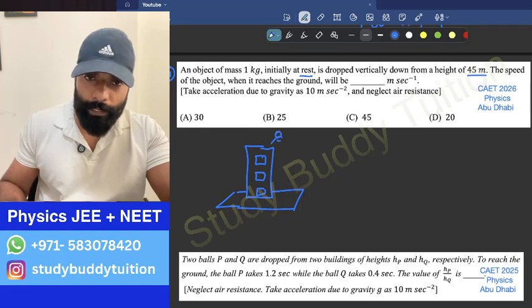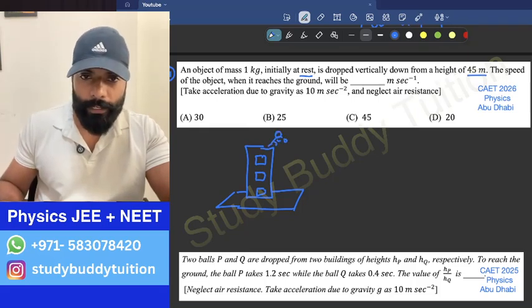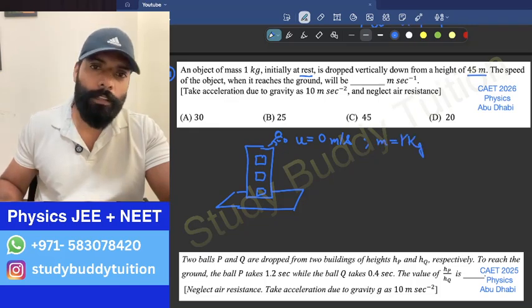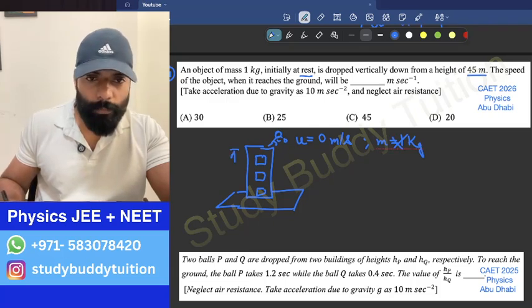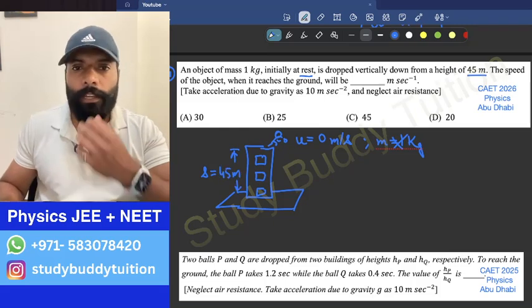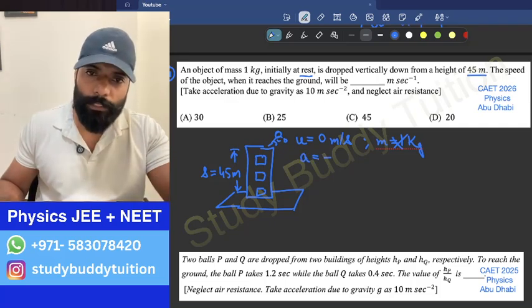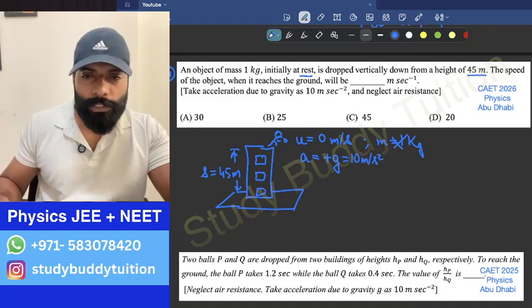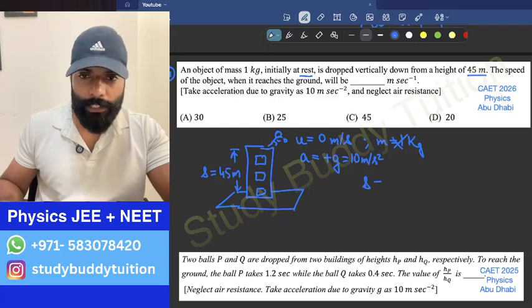So, if a person is dropping an object from a height, we can take the initial velocity as 0. Mass is irrelevant here in the kinematics, so mass is not required. And the displacement of the object is this 45 meter. Now, acceleration in this case is plus g, which I can take as 10 meter per second square. So, using the equations of motion, because we need to calculate the speed here, v square minus u square is equals to 2as.